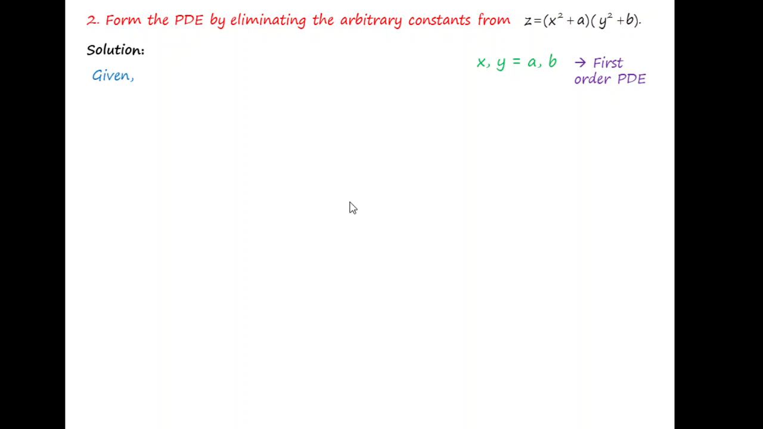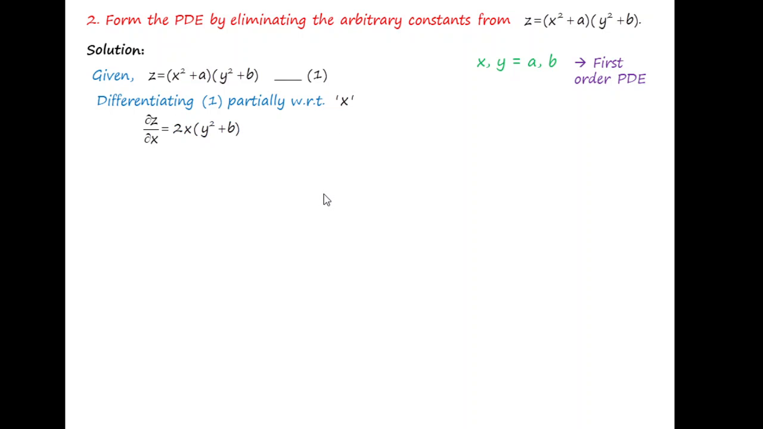Now we will pass on to the solution. We take the given problem as equation 1, and differentiate 1 partially with respect to the independent variable x, that is, z is differentiated partially with respect to x. So dou z by dou x is equal to, here you have x squared plus a as one term and y squared plus b as another term. These two terms are in product.